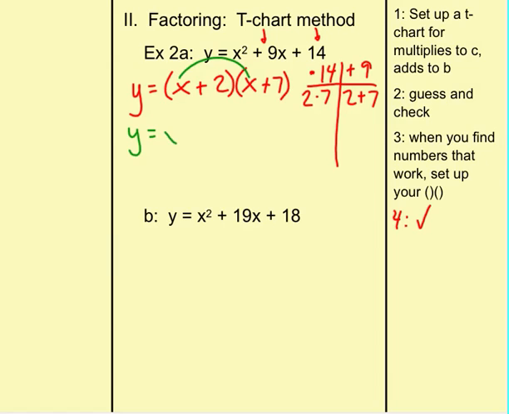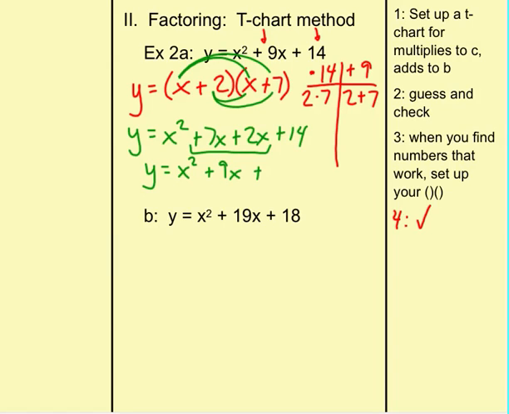X times x gives us the x squared. X times 7 gives us 7x. 2 times x gives us 2x. And 2 times 7 gives us 14. So when we simplify this, we get x squared plus 9x plus 14, which is what we started with, so we found the correct numbers.